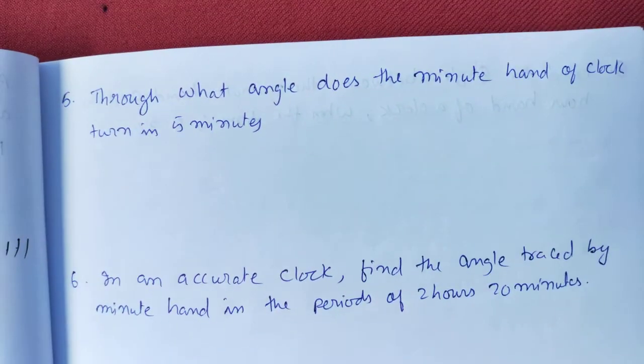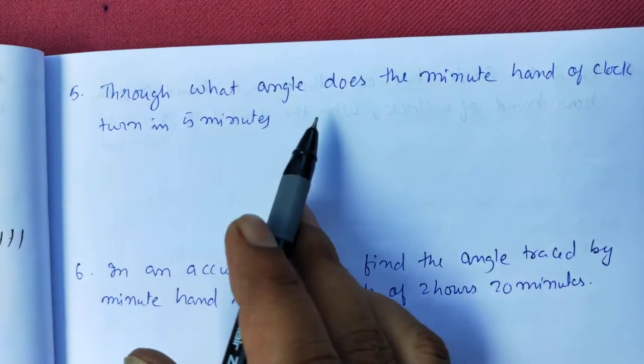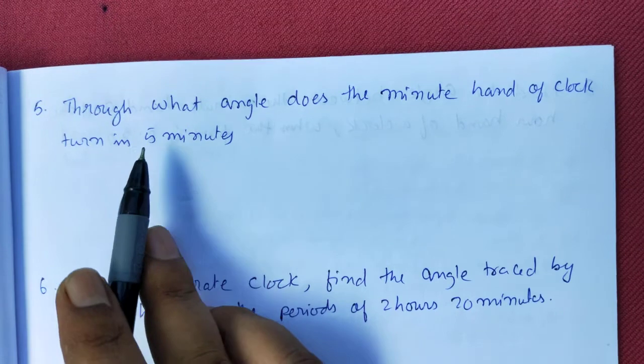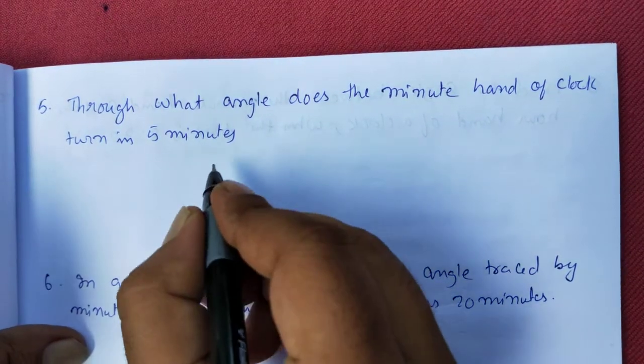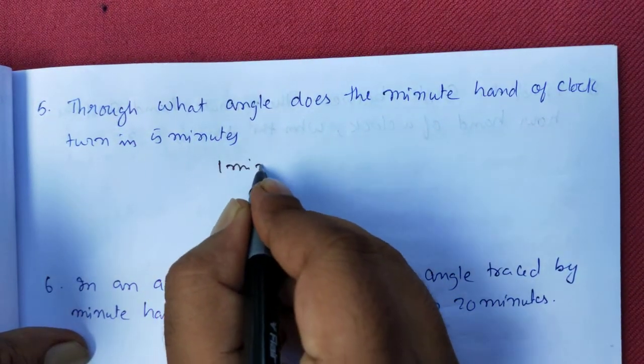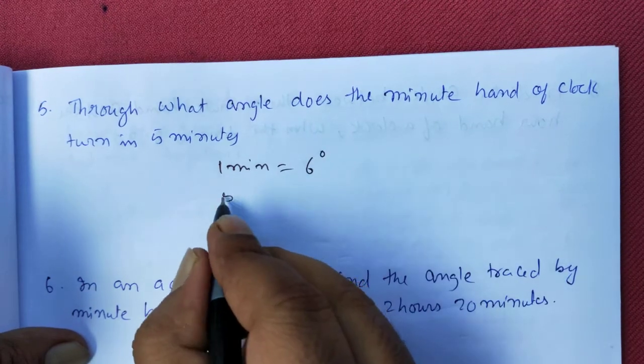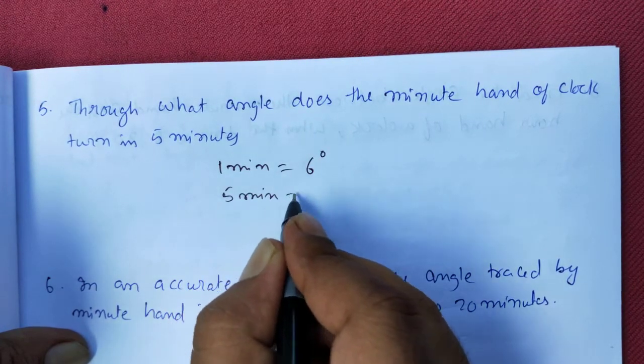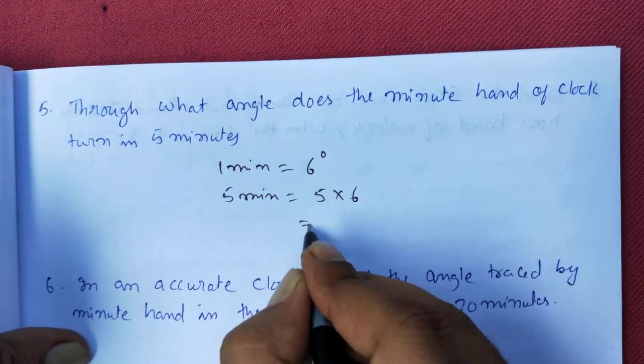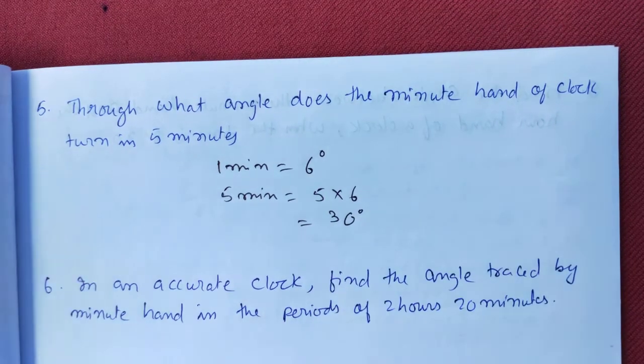Next, through what angle does the minute hand of a clock turn in 5 minutes? You know that in 1 minute it's always 6 degrees, so 5 minutes will be 5 into 6, that is 30 degrees.